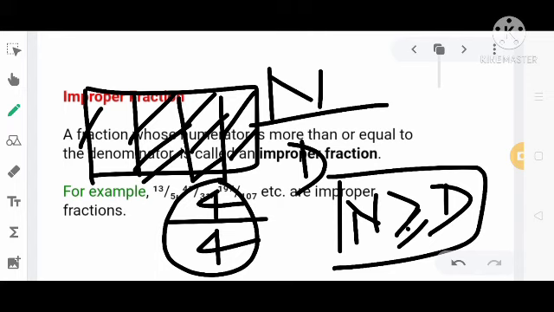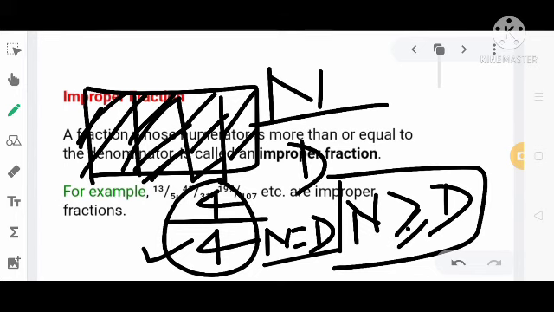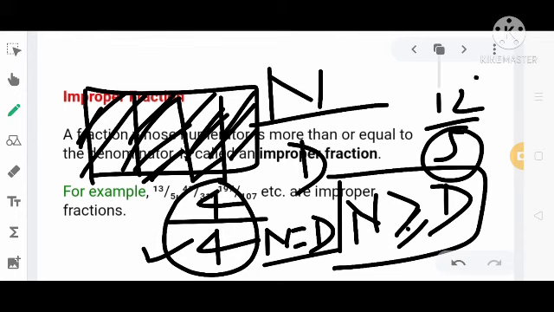If the numerator is equal to or greater than the denominator, and this condition is satisfied, then the fraction will be an improper fraction. Here the numerator and denominator are equal. This shaded area represents an improper fraction. Suppose you are given a fraction, 12 by 5. Here the denominator is less than the numerator.